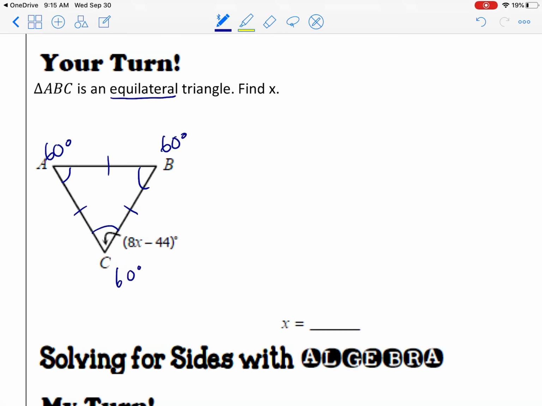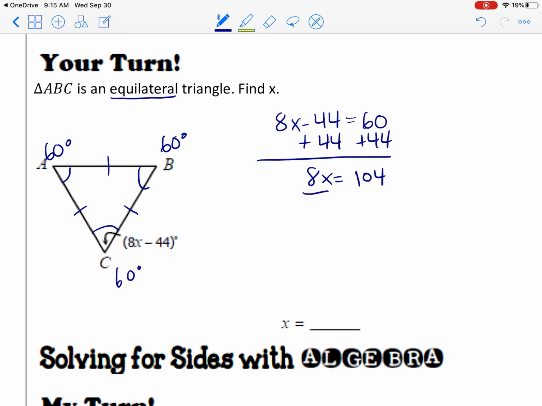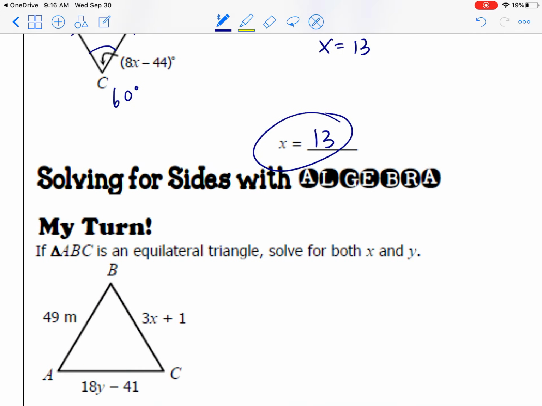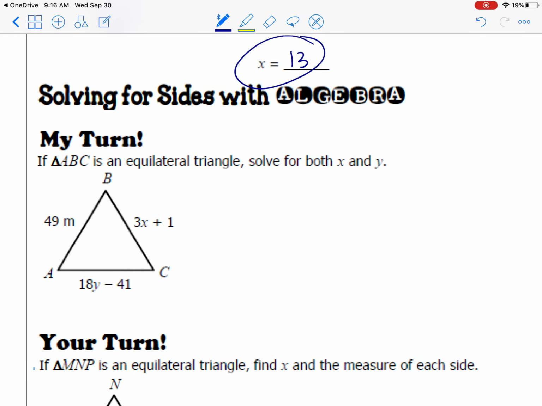So in order for you to solve for x, set up an equation, 8x minus 44 equals 60. Simple two-step equation, get rid of the constant. 8x equals 104. Get rid of the coefficient. And we get here 104 divided by 8, 13. As simple as that. All right, now we're going to be solving for sides with algebra.